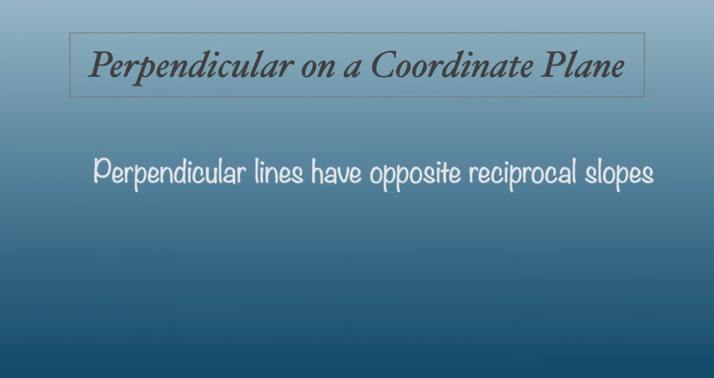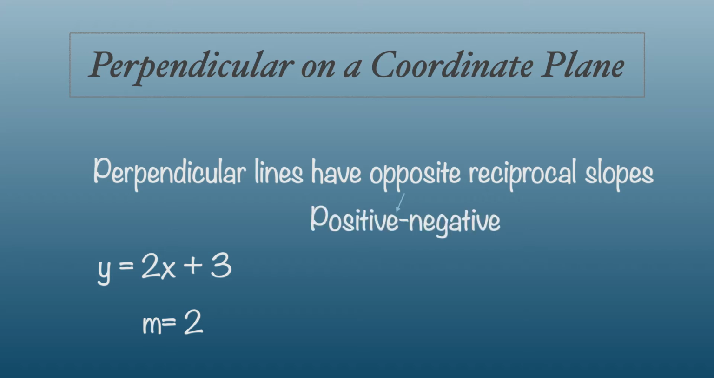Perpendicular on a coordinate plane: like with parallel, where we had the same slope, for perpendicular I have the opposite reciprocal slope so that my lines intersect at a 90-degree angle. So I have that same line, y equals 2x plus 3, and I know my slope is still 2. But I have to have the opposite reciprocal slope for it to be a perpendicular line. So opposite means positive, negative. Since this is a positive slope, it's going to be a negative slope. If this were a negative slope, then the opposite would be a positive slope. So I'm looking for a negative slope here.